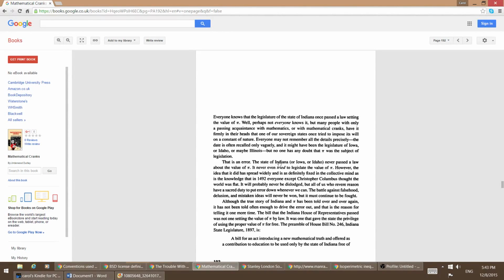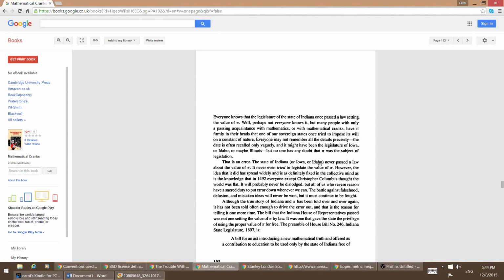That is an error. The state of Indiana or Iowa or Idaho never passed a law about the value of pi. It never even tried. India would be a good one to go into here because Indiana has that website I told you about, that link that goes right to India. And India's got this dude that was closer than this guy.